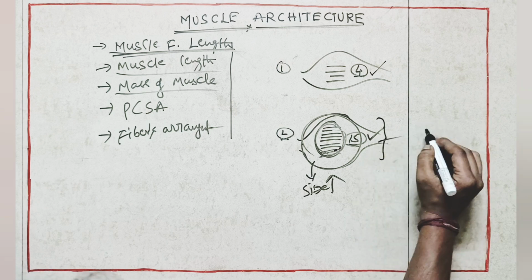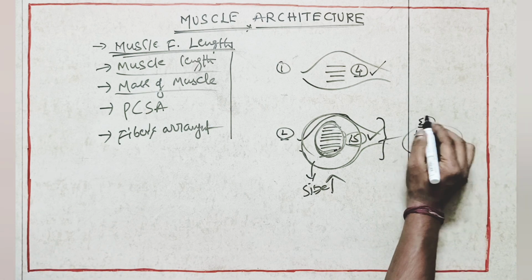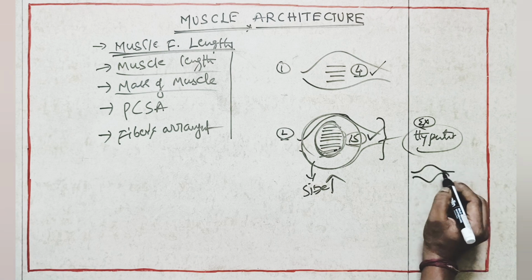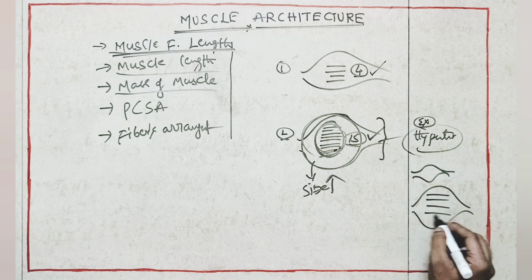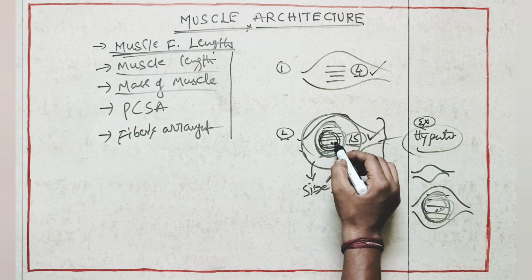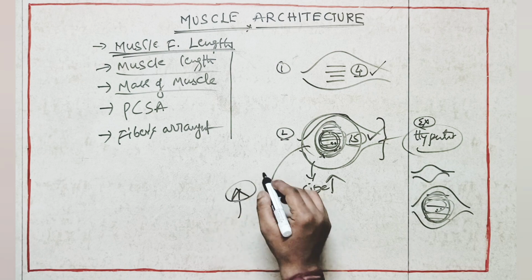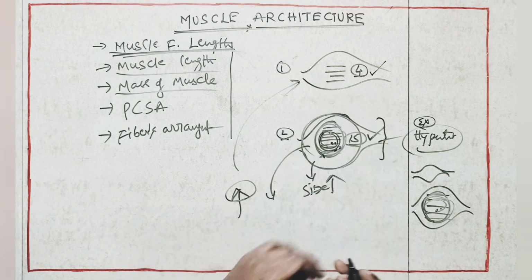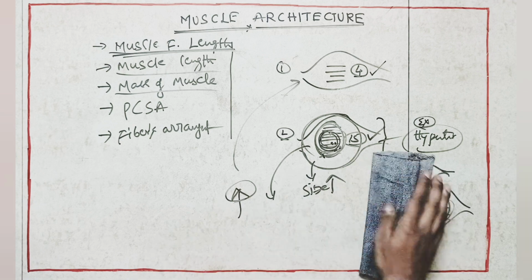This is nothing but hypertrophy. If you see a normal muscle, hypertrophy means muscle size will be more. Why will the size be more? Because here the number of muscle fibers will be more. So if the number of muscle fibers is more, the force or contraction produced by this muscle will be more compared to this small muscle. So this is about mass of the muscle.